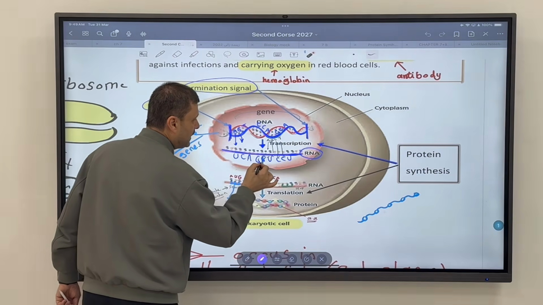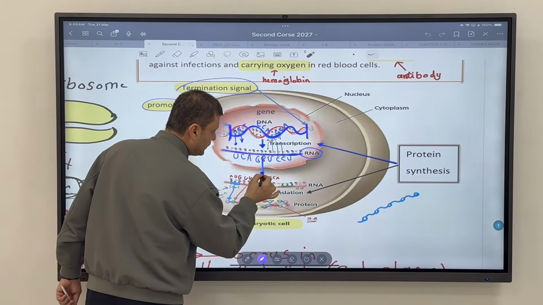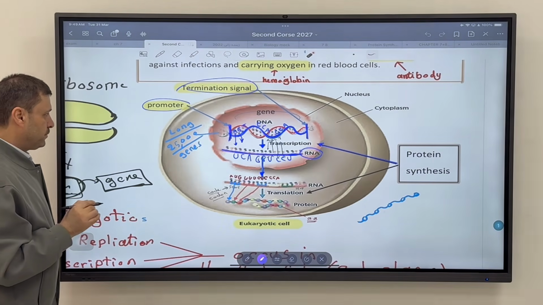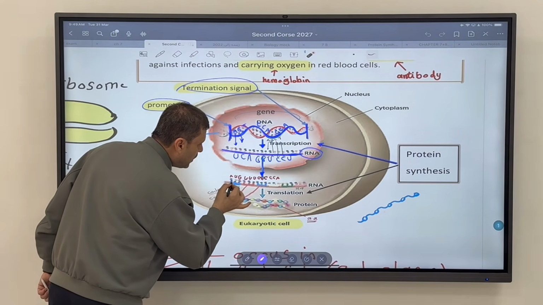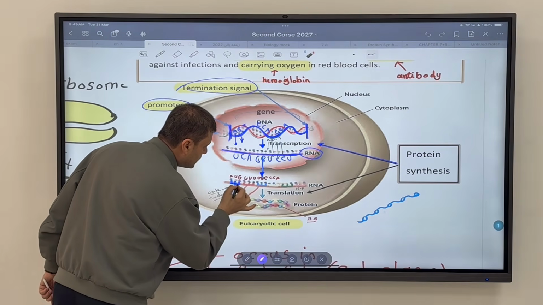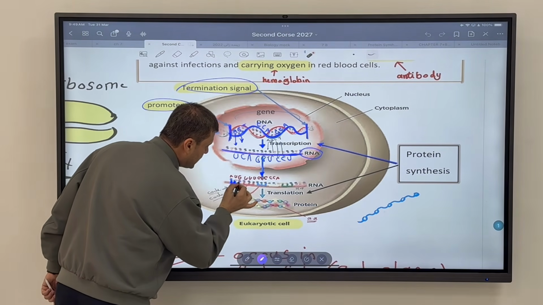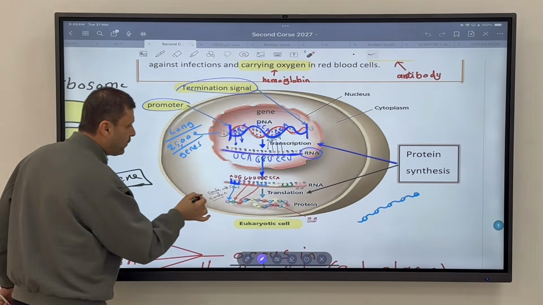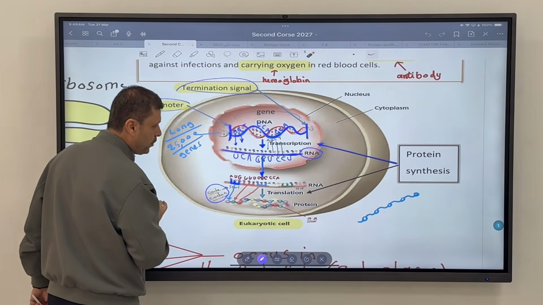And then what does the RNA do? It leaves the nucleus to the cytoplasm. Then, look, each three nucleotides on the RNA will be a codon. Codon for what? Okay, codon for what?